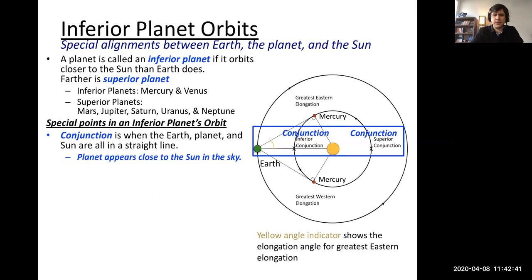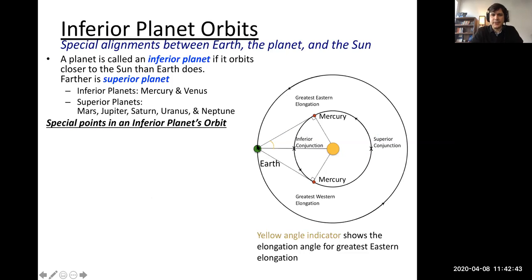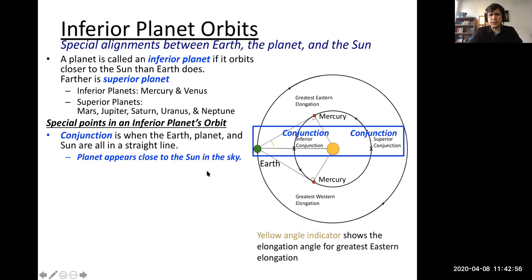And since we're going to talk about inferior planet orbits, I'm going to have the orbit of Earth here. And closer to the sun, here's the orbit of Mercury. Not the real orbit. Mercury has an eccentric orbit, but we'll just consider a circle for now. And we'll start with conjunction. Conjunction is when you have the Earth, the planet, and the sun all in a straight line. So here we have the Earth, here we have the sun, and to put the planet in a straight line, we could either put it right here or right over here.